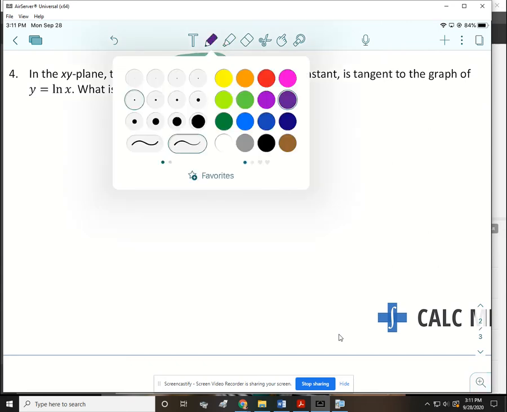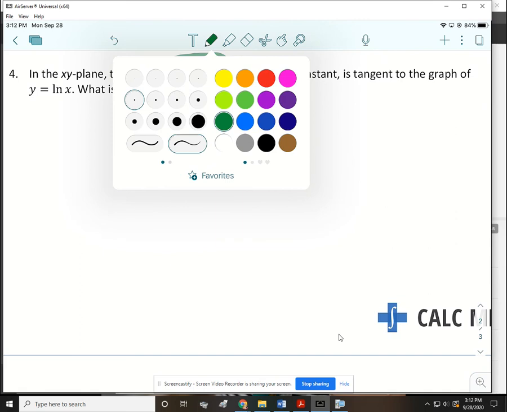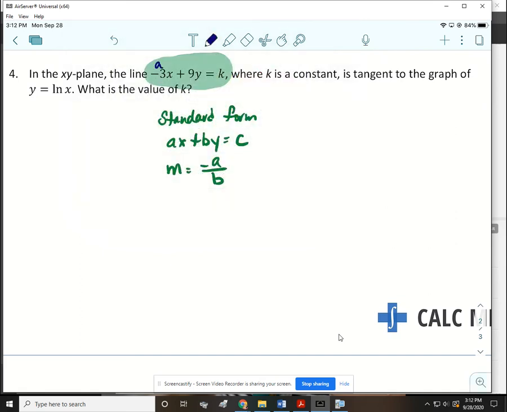All right, now there was a shortcut you guys learned maybe back in Algebra 1 that if you have an equation in what's called standard form, we don't use it very much. The standard form of a linear equation is ax plus by equals c. If you wanted to find the slope, it's the opposite of a over b. So for this one, a is going to be negative 3, b is going to be 9. So the slope of the tangent line is going to be negative 3 over 9, or negative 1/3.